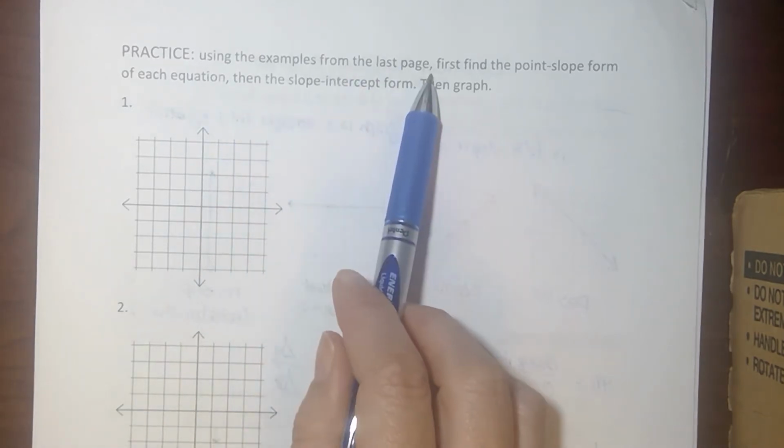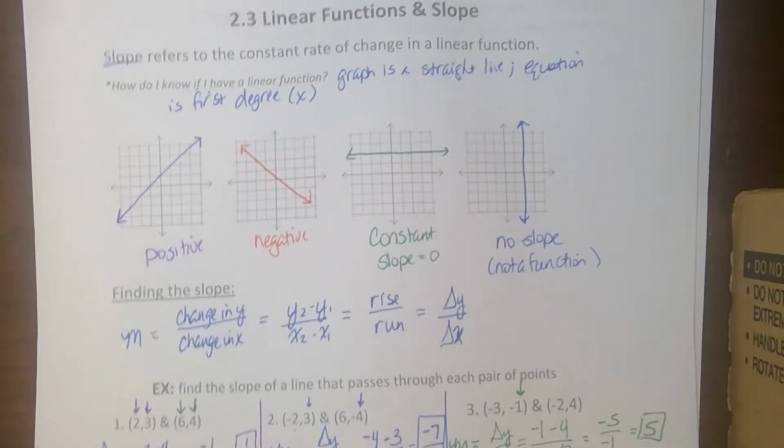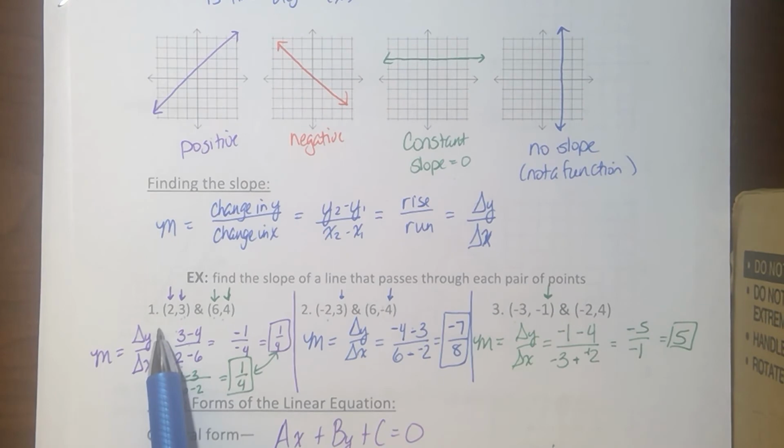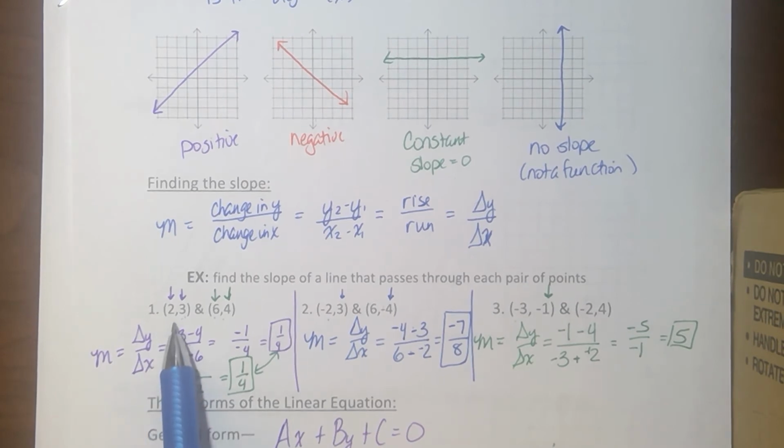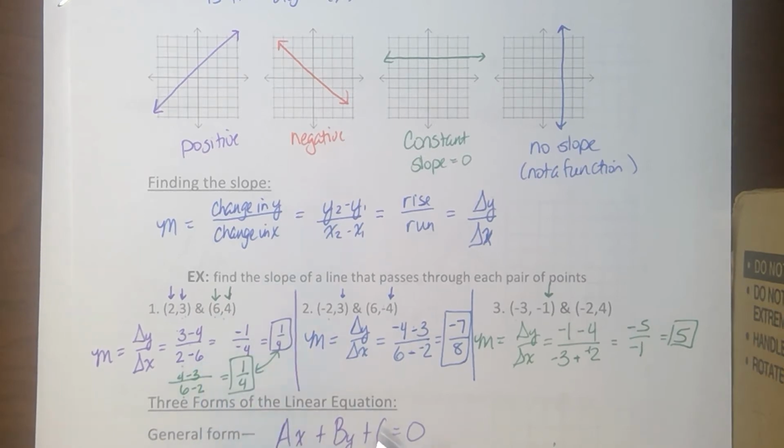Using the examples from the last page, first find the point slope form of each equation, then find the slope-intercept form, and finally we're going to graph the examples from the last page. Well, number 1, right here, I have the points 2, 3 and 6, 4. Those are points on my line. And I know I have a slope of 1/4.